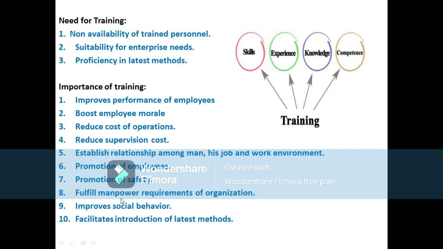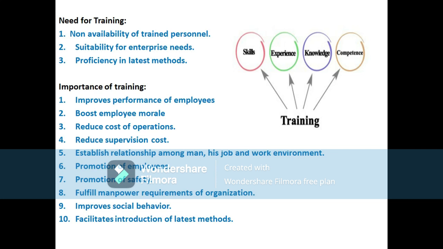Another one is fulfilling manpower requirements of the organization. In the routine functioning of organizations, job vacancies arising out of retrenchment, dismissal, or any other reason may be filled internally only. By providing training, employees are prepared to take up a variety of jobs and perform them efficiently.